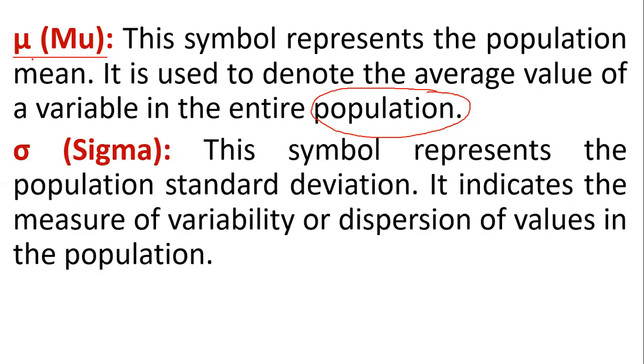Second is what we call sigma. Sigma represents the population standard deviation. If you want to calculate the standard deviation of the entire population, use the symbol sigma. It indicates the measure of variability or dispersion of values in the population.